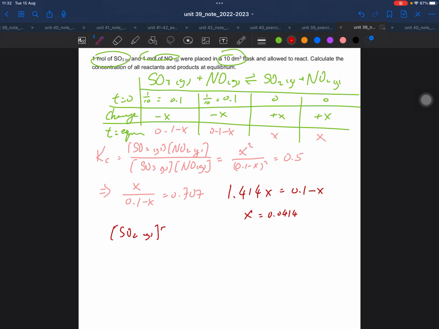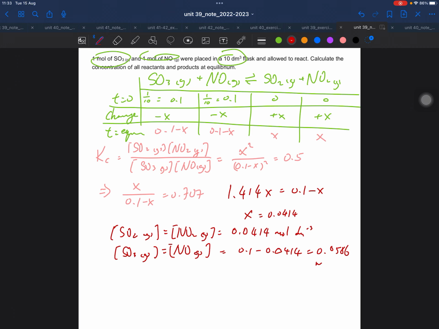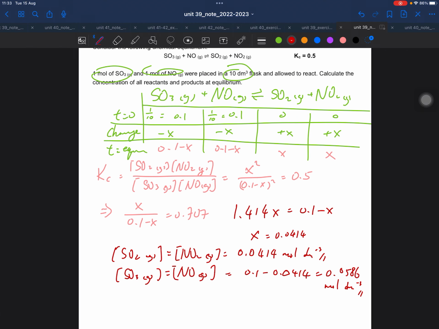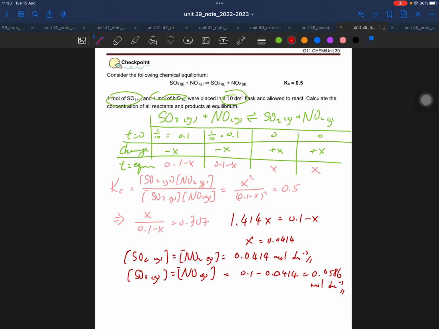So at the end, the SO2 concentration equals the NO2 concentration equals x, which is 0.0414, while the SO3 equals NO equals 0.1. Don't forget the unit, right? Like this. Don't worry, of course there should be an acceptable range for the answer, because you can see I have used many approximations during the calculation, right?